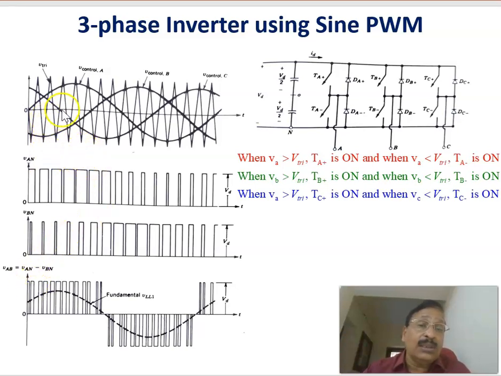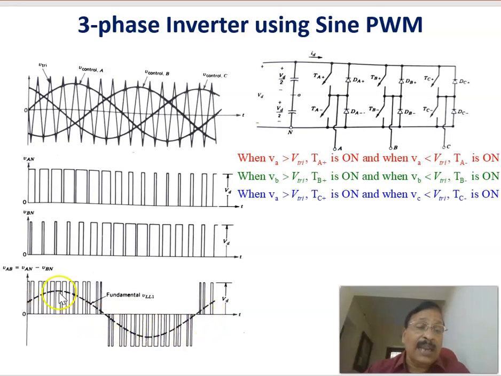This is because the line voltage, if you take the VAB line voltage, this one, VAN minus VBN, is the line voltage of this reference signal. Therefore, in that case, this fundamental voltage will be in phase with that line voltage. That is why there's a shift like this. This will be in phase with the reference line voltage.